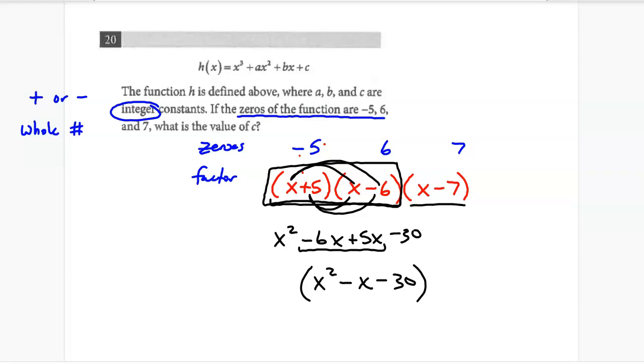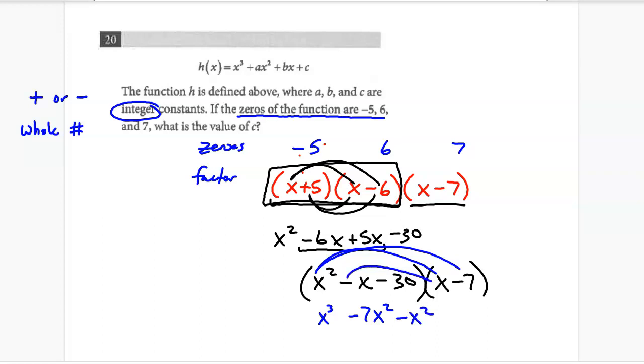All right, so that's the answer from this portion. Now we need to multiply that by the last piece. So this is going to be an even bigger, it's not really FOIL anymore, but we're just distributing a bunch of times. X squared times x is x cubed. X squared times a negative 7 is a negative 7x squared. Now we do the minus x. Minus x times x is minus x squared. Minus x times a minus 7, positive 7x. And now the negative 30 gets his turn. Negative 30x. Positive 210, looks like.